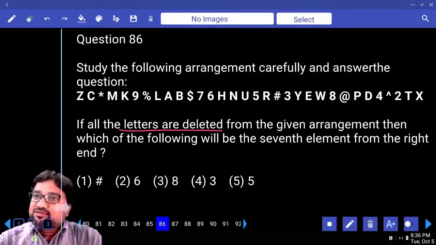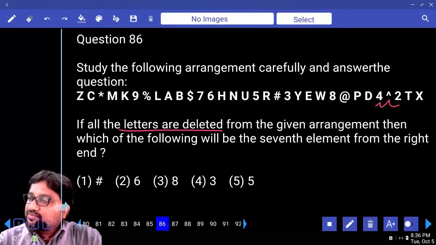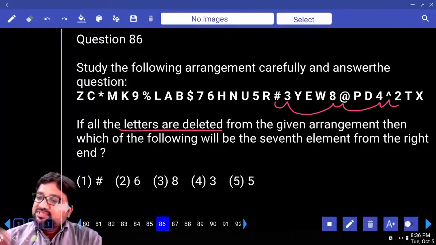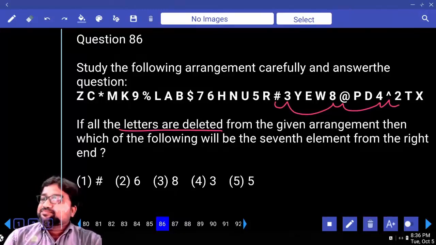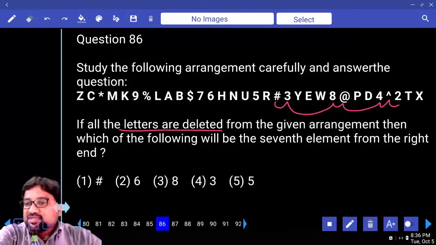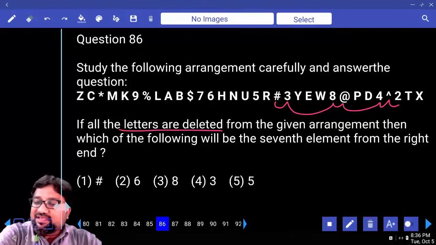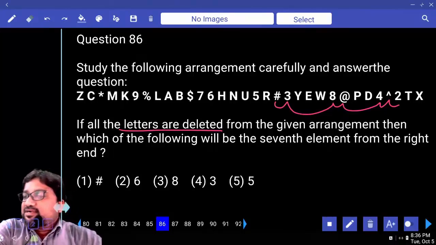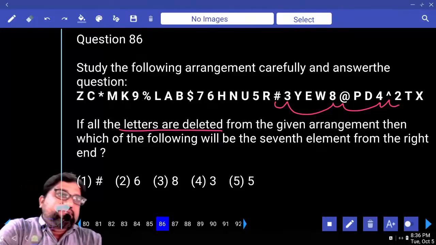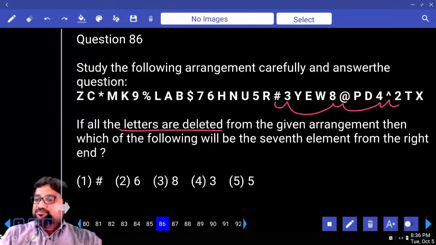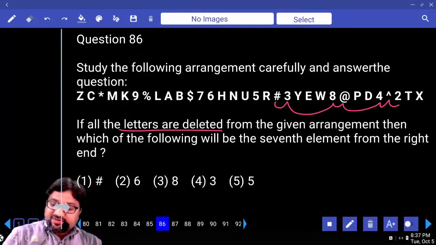So where do I start from? 2, 1, 2, 3, 4, 5. Yes or no? 6, 7. Yes everyone? So which option is my answer? Hash. Because he was asking me the seventh element from the right hand, and you are supposed to remove all the letters. Done? You can consider symbols and you can consider numbers. Chalo. Next question, seventh element from that is done.